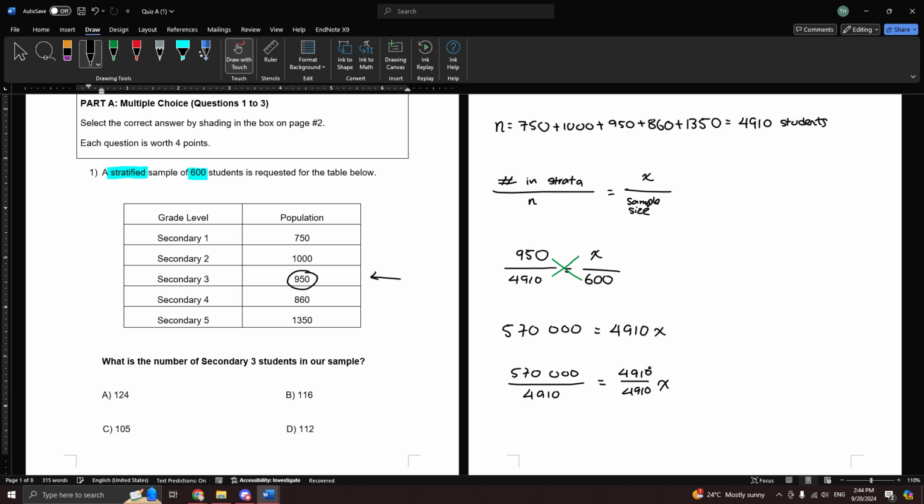This is just going to be 1. So on the right hand side, we're just left with 1 times x, or x. On the left hand side, we're going to get 116.09. But we can't take a decimal of a student, so we're going to round this down to 116 students. And that's going to be our final answer. So the answer for question 1 is going to be 116.